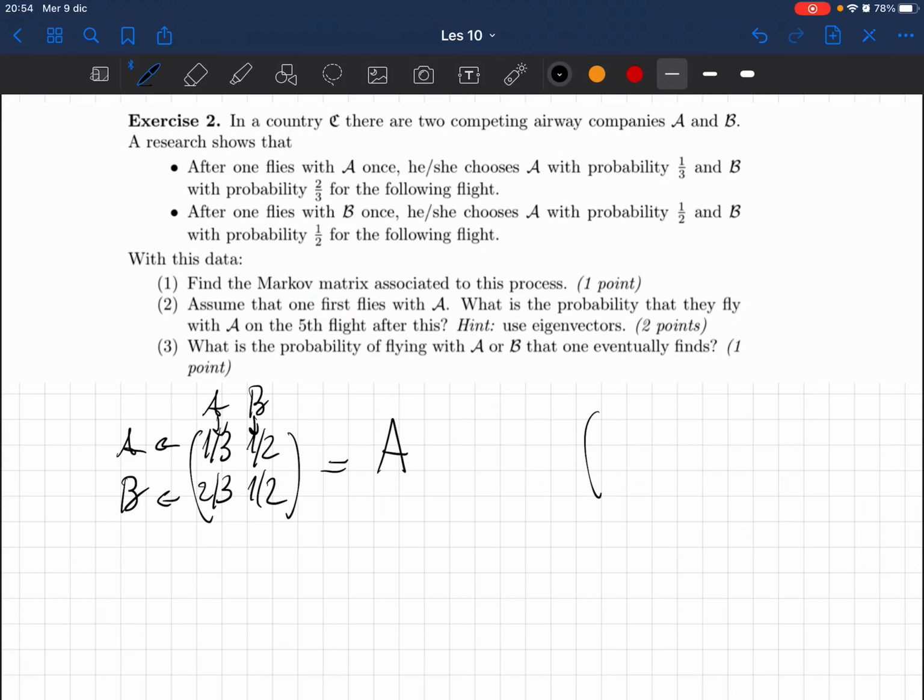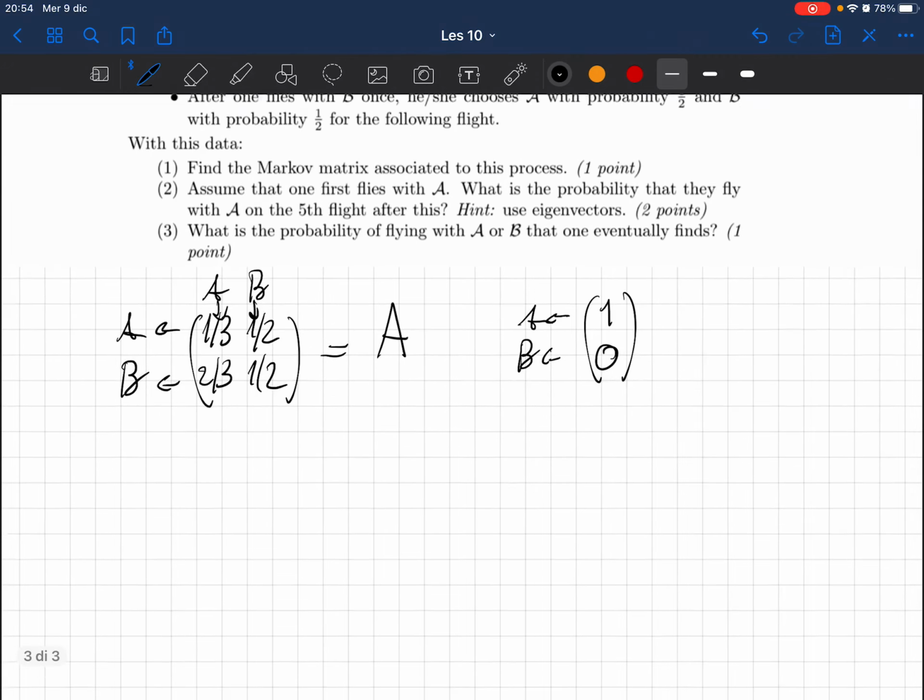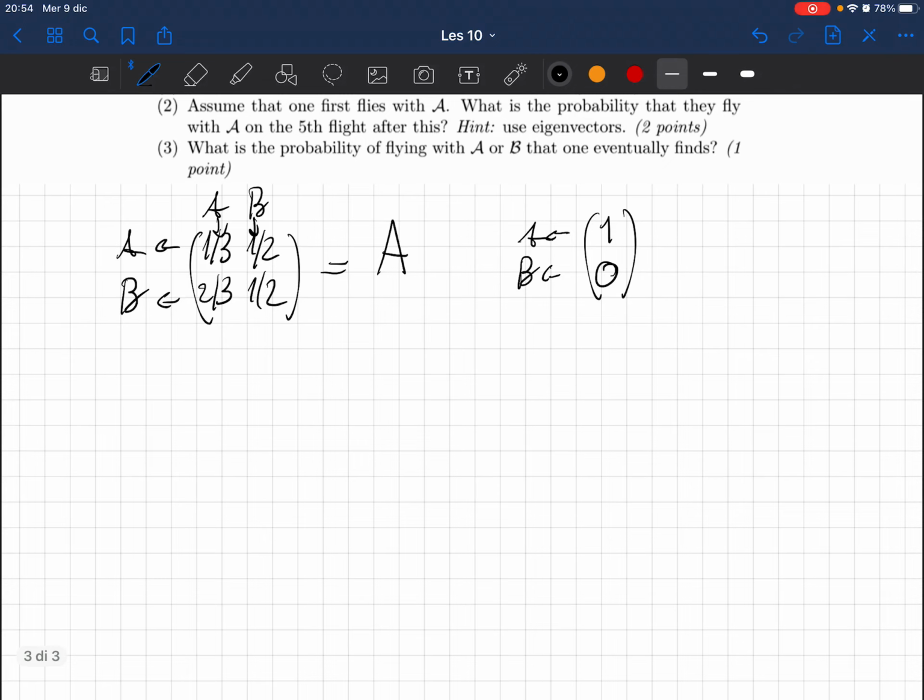It means that if you have a vector, then you choose A with probability 1. So if this is like A and B, you have A with probability 1. So this means flying with A. I ask, what is the probability that this guy flies with A again on the 5th flight after this? And the hint is use eigenvectors. Well, let's have a look.